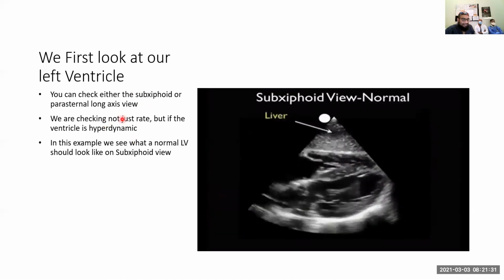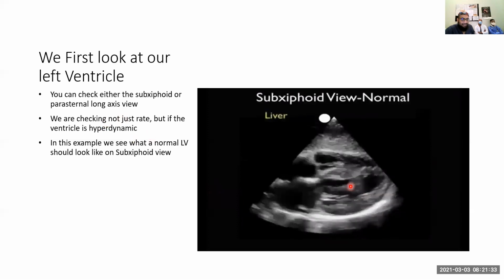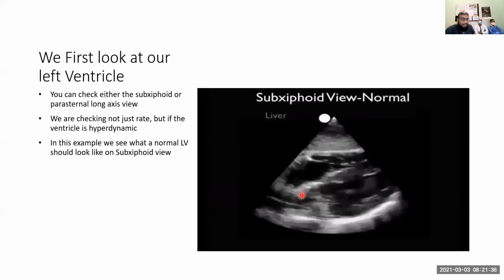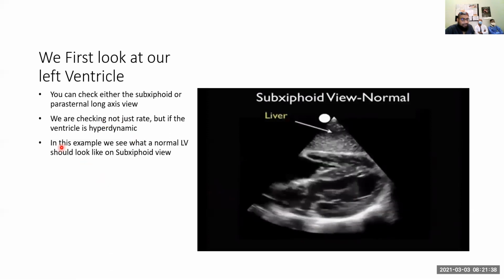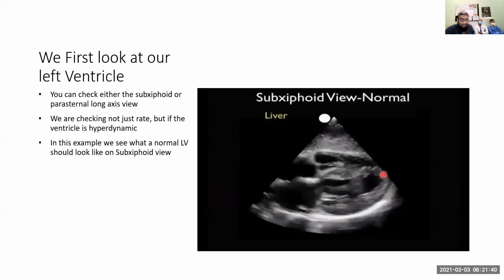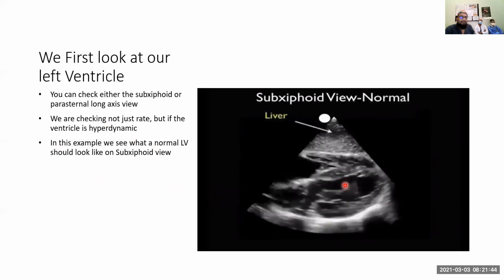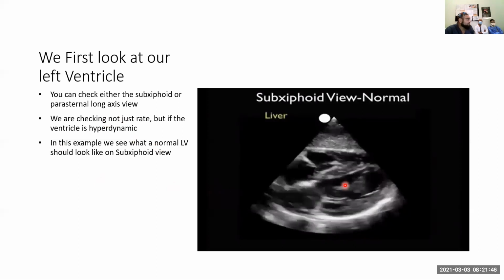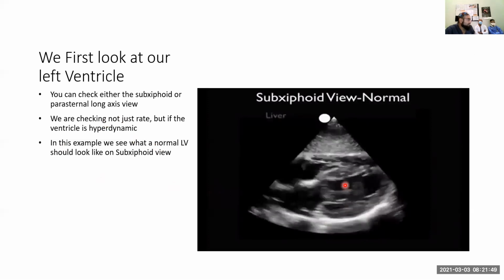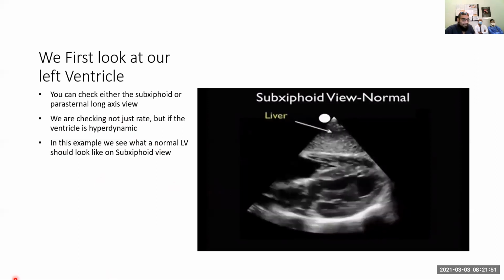So we're not just looking at rate, but we're trying to look at whether the ventricle is hyperdynamic or not. What we're seeing on this side is a left ventricle that's normal, agreed? It's pumping away, the walls are not touching one another, it's going at a regular rate. That's quite normal.